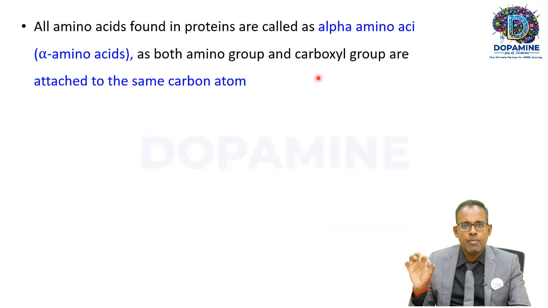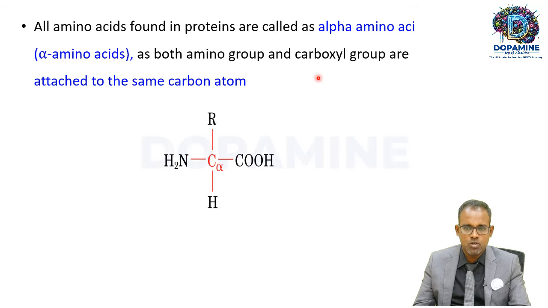All amino acids found in proteins are called alpha amino acids because both the amino group and the carboxyl group are attached to the same carbon atom. Almost all amino acids are alpha amino acids except proline. I will tell you why.